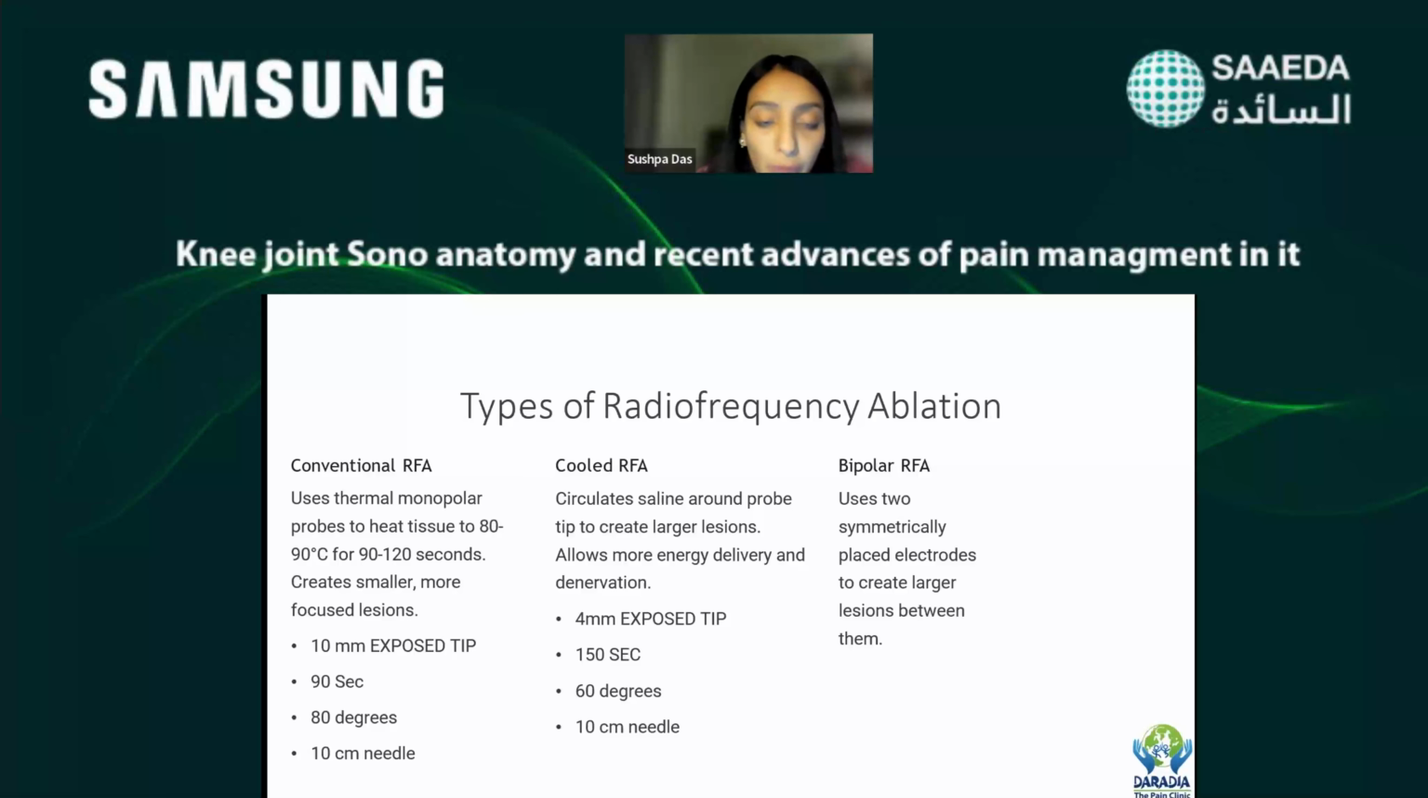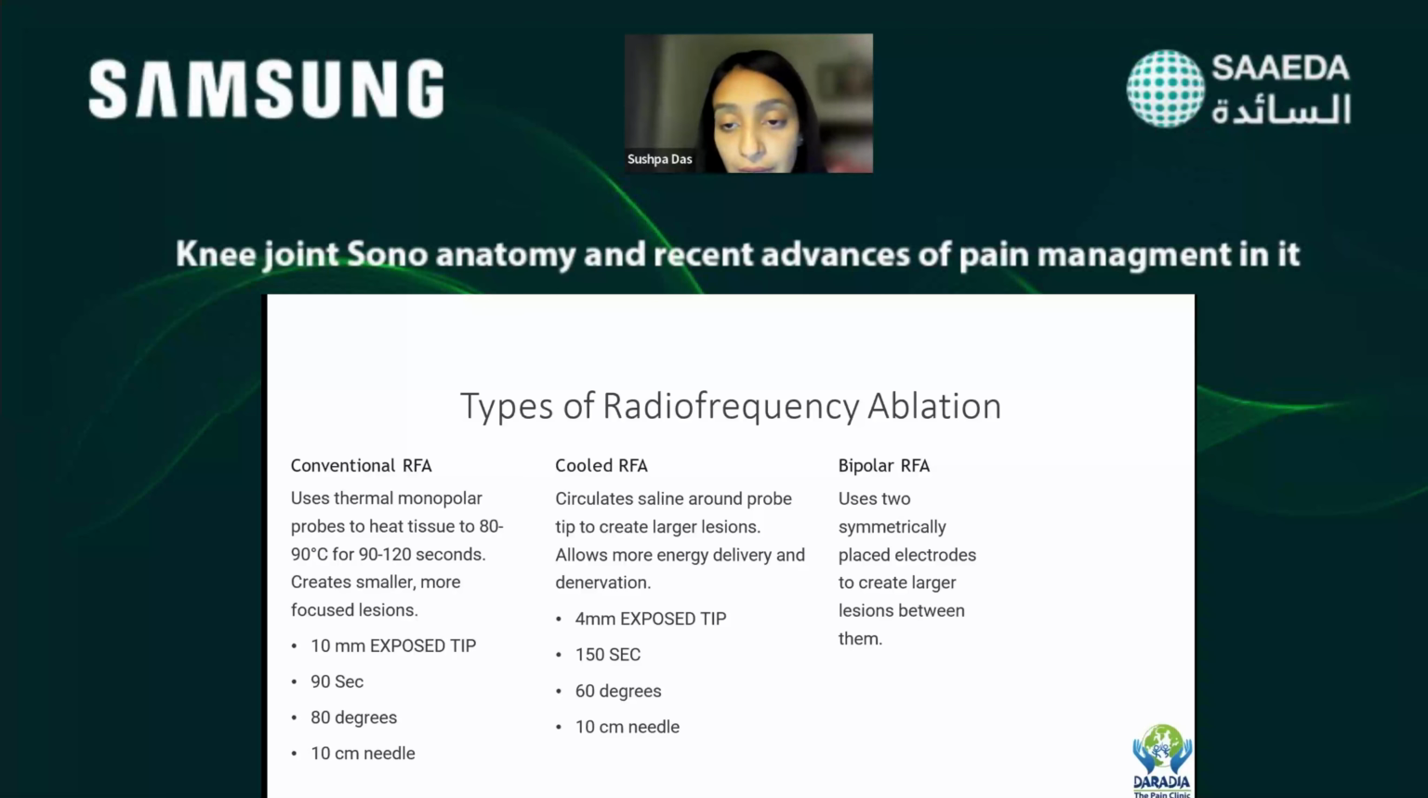But say suppose for a moderate built patient, we use a 10 centimeter needle. But in case we have a lean and thin patient, we can also go for 7.5 centimeter needle length, which is also available. And then the exposed tip is 4 millimeter in size, and the needle gauge that we use is 17 gauge. And here one cycle is enough, one cycle of 150 seconds.